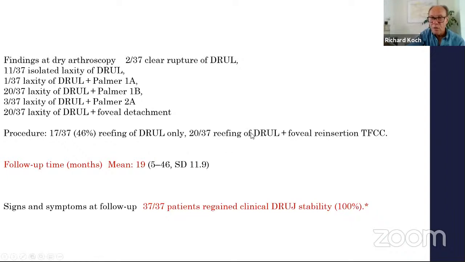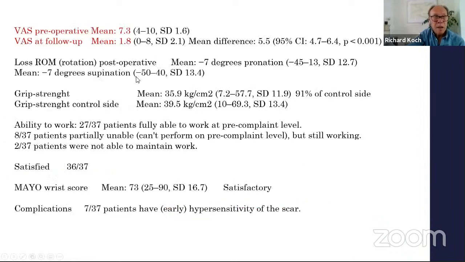So either a reefing or a reefing with foveal reinsertion. And you see that it's about the same portion which needs a reefing only or a reefing with a foveal reinsertion. The test score improved. There were a lot of people that could regain their work fully or just partly, and there were only 2 patients that were not able to work again.